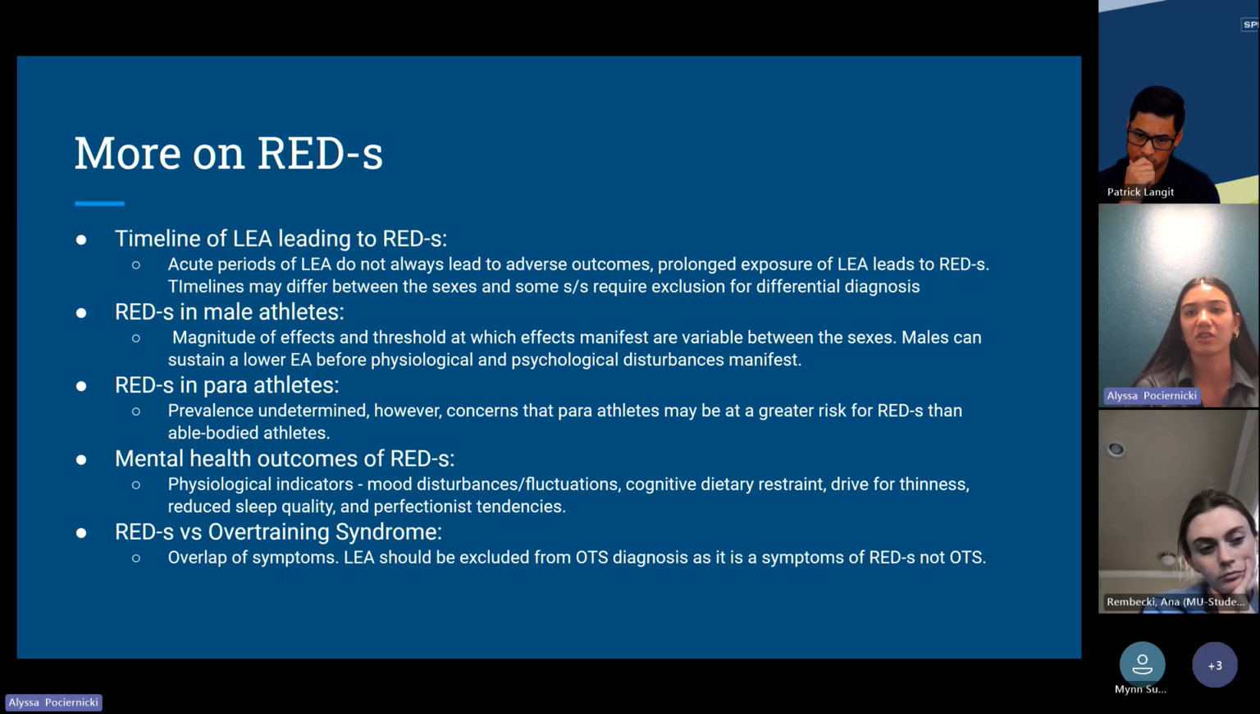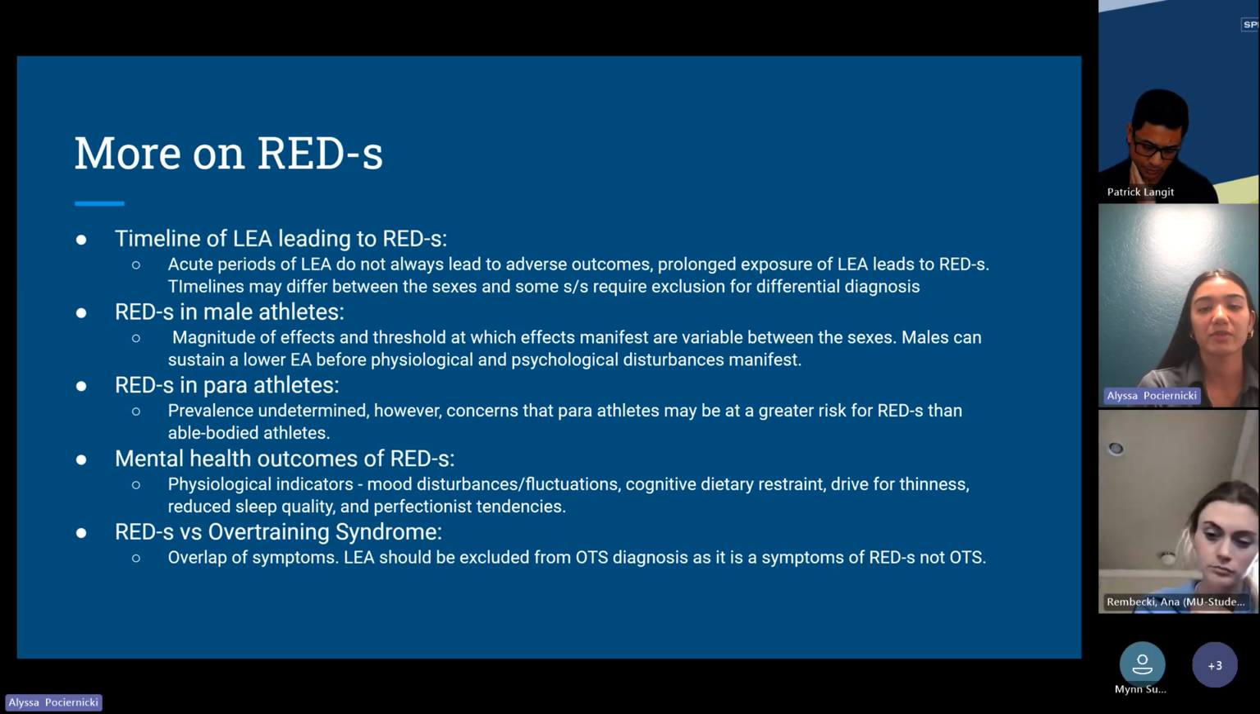However, this is a big concern, especially for Olympic para-athletes if they are performing at greater levels or just about the same level as able-bodied athletes. And if they're not getting enough energy that they need, depending upon their impairment, this could really impact them and their performance when they decide to compete.